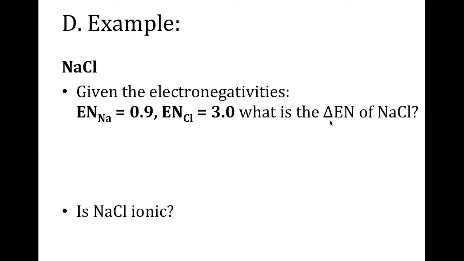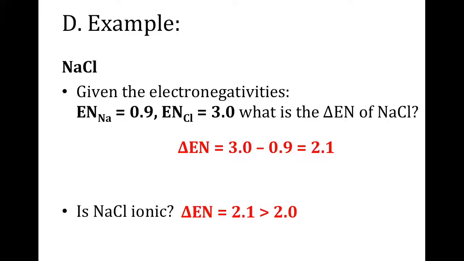That means change in electronegativity. So what is the change in, or difference in, electronegativity of NaCl? Well, we take 3 minus 0.9, we get 2.1. If you remember, in our notes it said if the difference is greater than 2, it's ionic. So because this electronegativity difference of 2.1 is greater than 2, it is ionic.